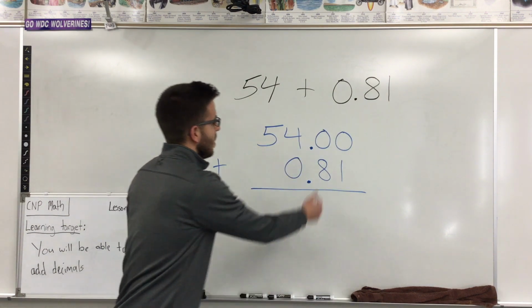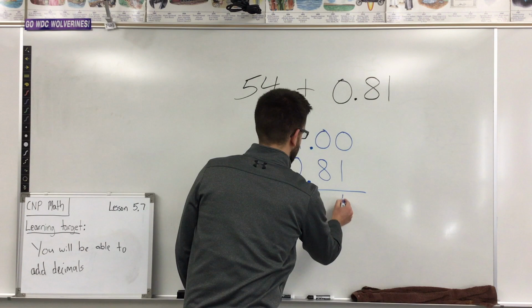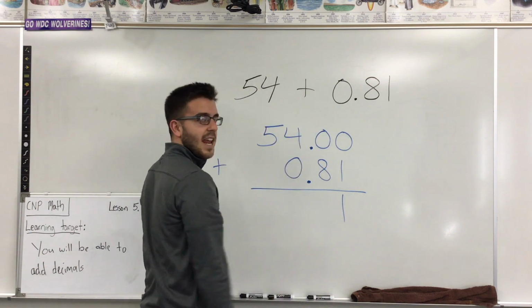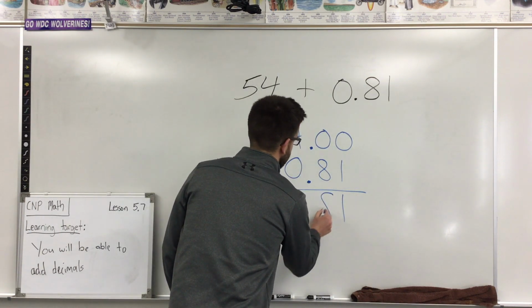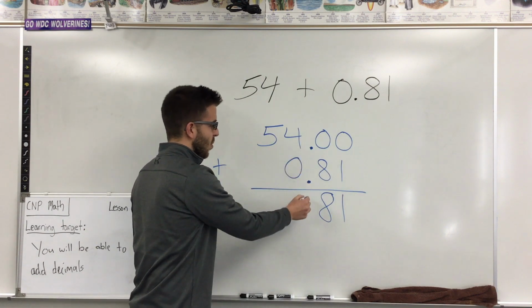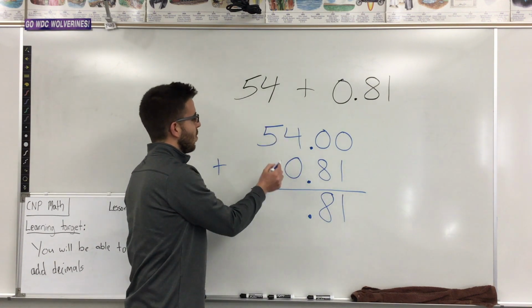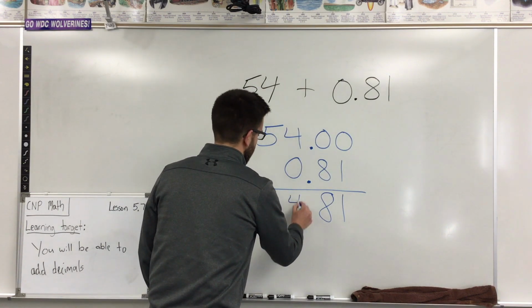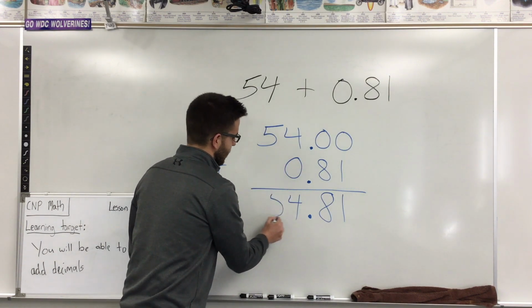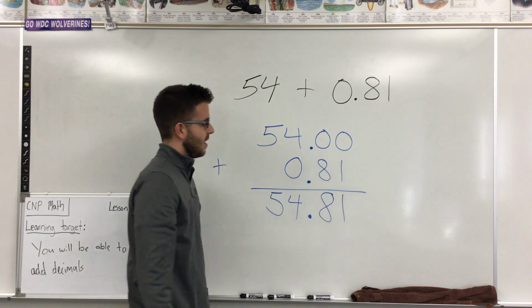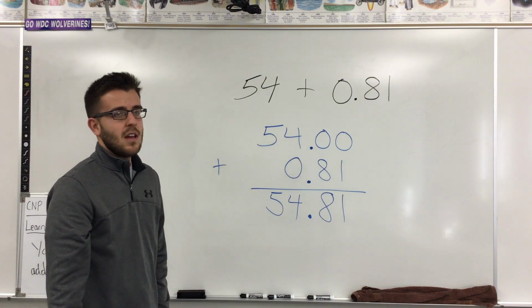So either or. 0 plus 1 is 1. 0 plus 8 is 8. We got our decimal points. Line them up. Bring that decimal point straight down. 4 plus 0 is 4. 5 plus nothing is 5. And our final answer is 54 and 81 hundredths.